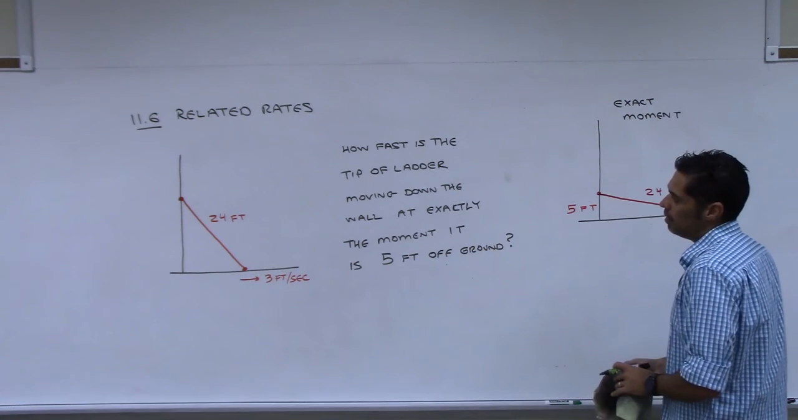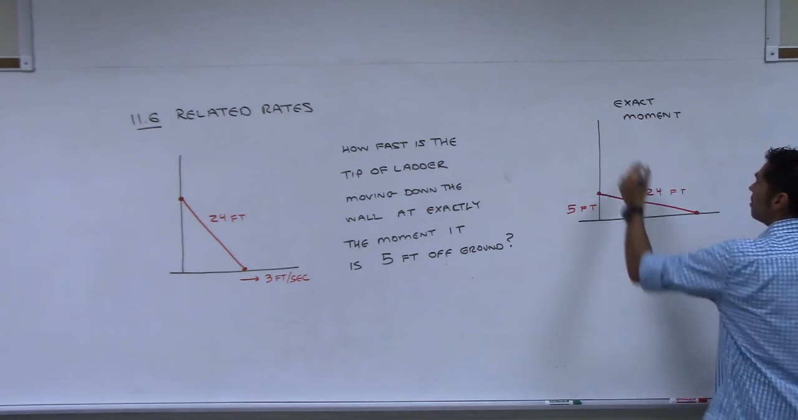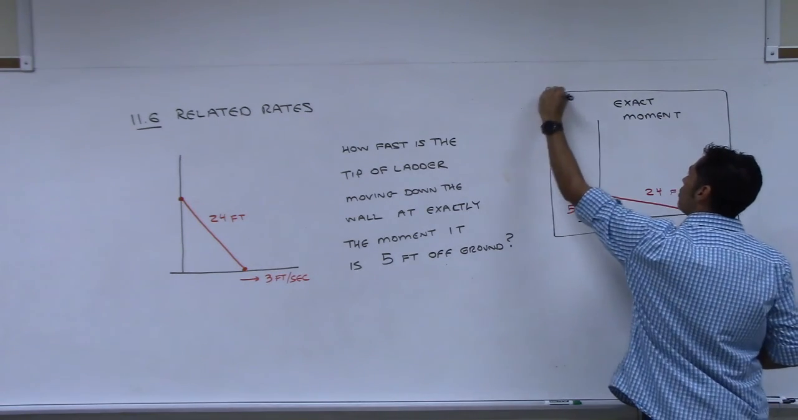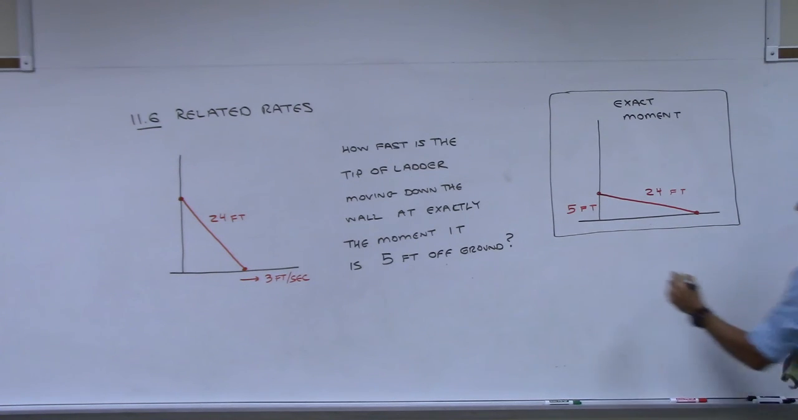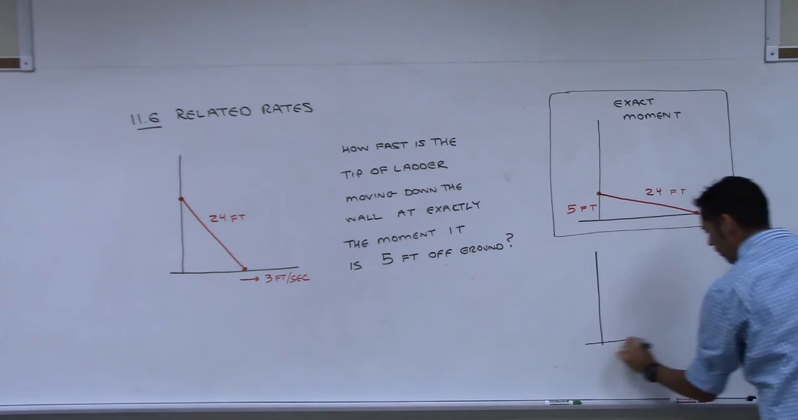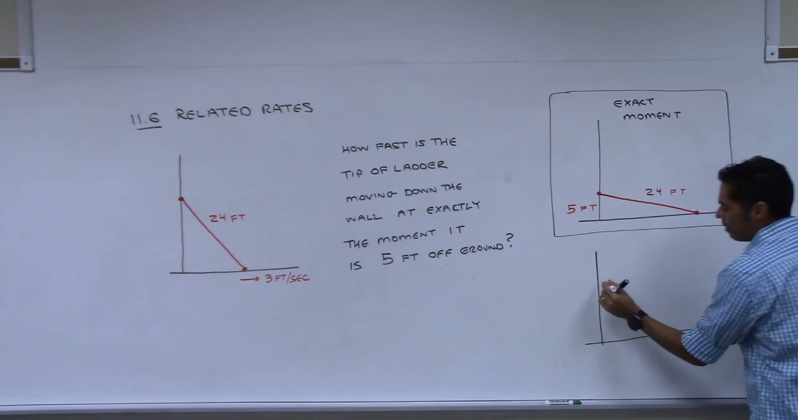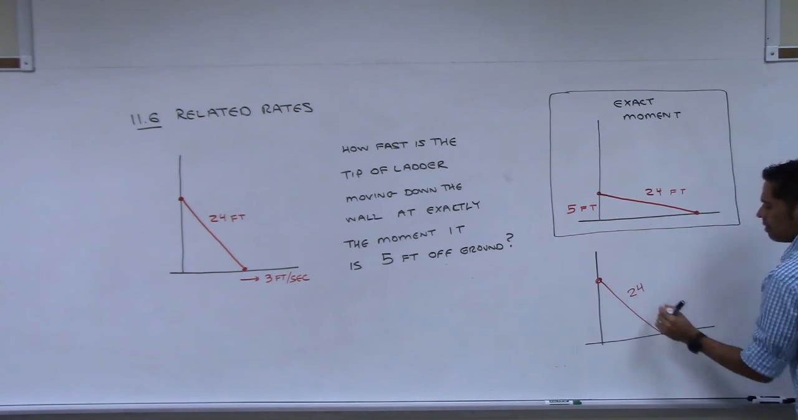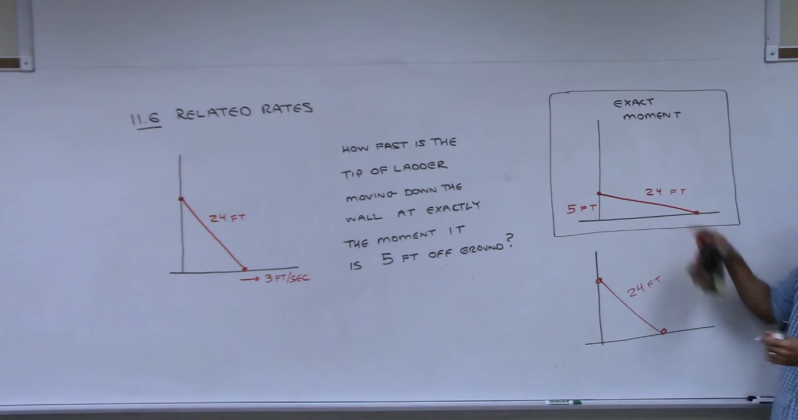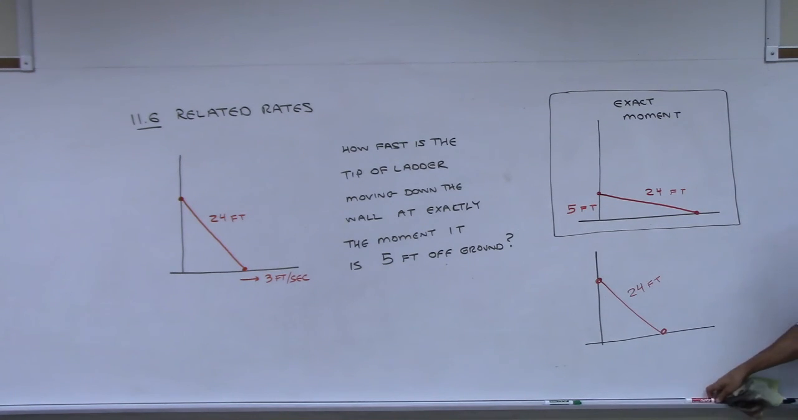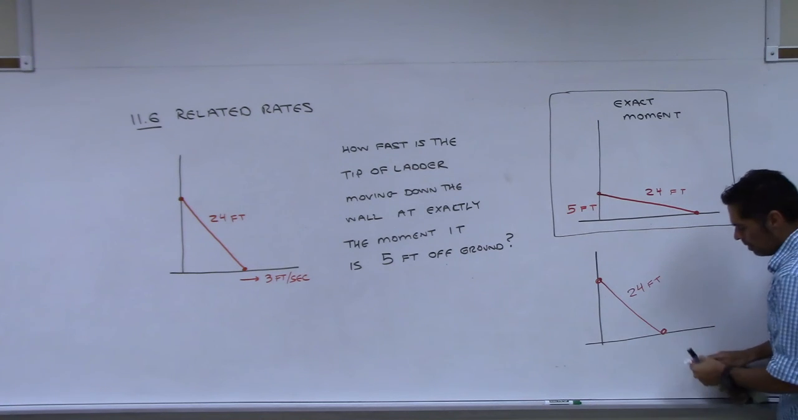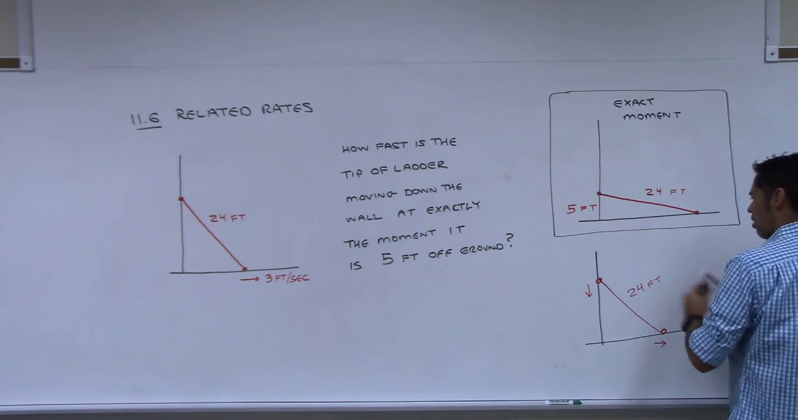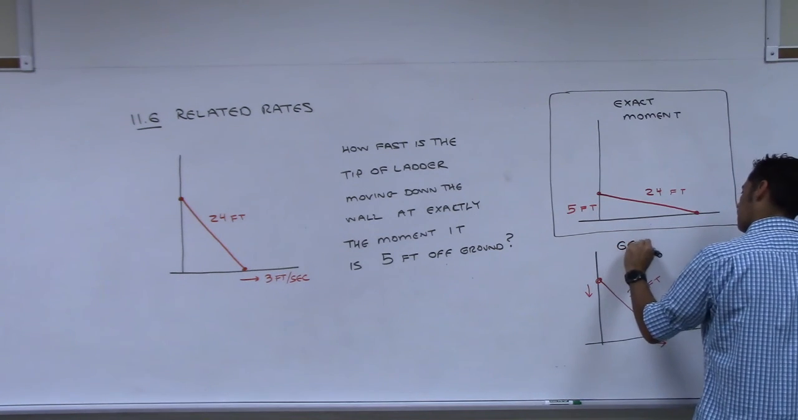Okay. Well, this is our exact moment picture, right? I'm going to draw another picture now. This picture is going to be the ladder again. 24 feet. That doesn't change, right? The ladder is always 24 feet. But this time, everything's in motion. This point's moving that way, that point's moving that way. This is our general picture. I'm going to call it general picture.